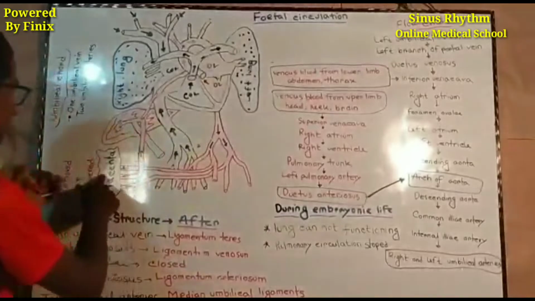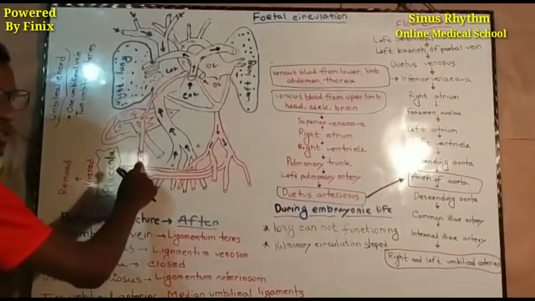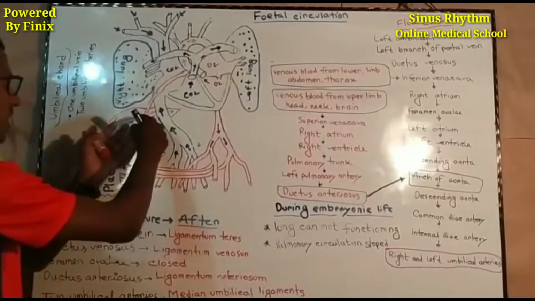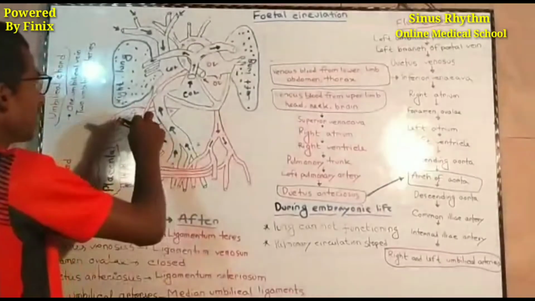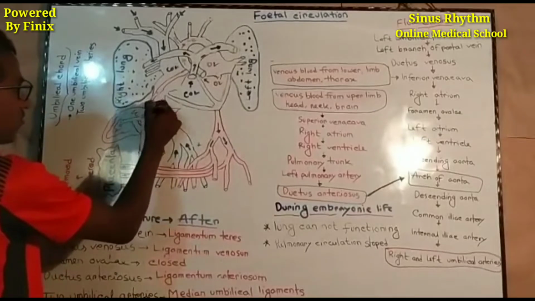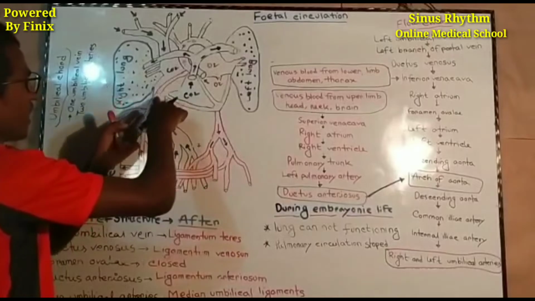Now, the oxygenated blood from the placenta goes to the umbilical vein. Then the umbilical vein goes to the liver, where the portal vein is. The blood from the portal vein goes to the ductus venosus. From the ductus venosus it goes to the inferior vena cava.